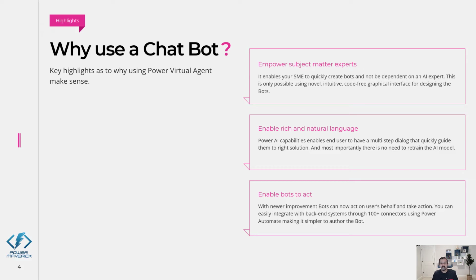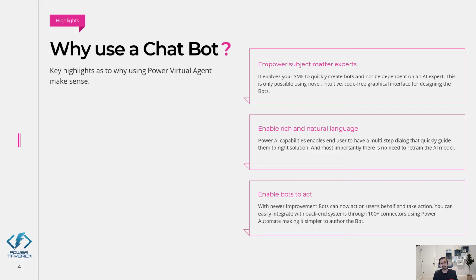Second is it provides a rich natural language, which makes it easier for human interaction. So I, as a person, do not want to remember the trigger points, right? Or how should I talk to a bot? If that bot is a conversational bot, what we call conversational AI, it's easier for having that dialogue between the bot and the user. And that's what the Power Virtual Agent provides, a rich natural language interface.